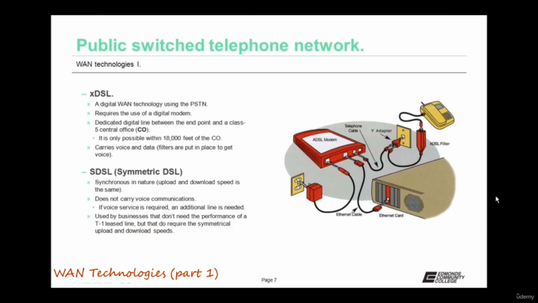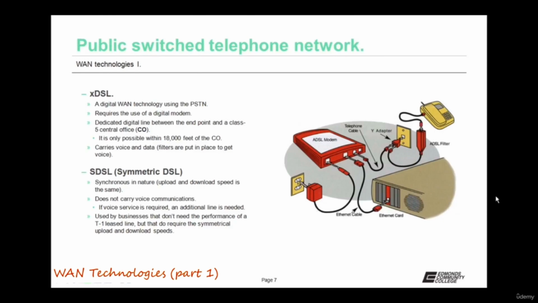When it does carry both, filters are put in place in order for the voice signal to come through without any interference. Now let's move on to the different types of DSL. And first up is symmetric DSL, or SDSL.